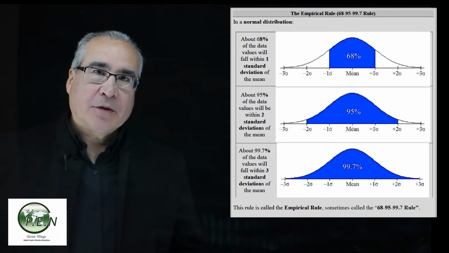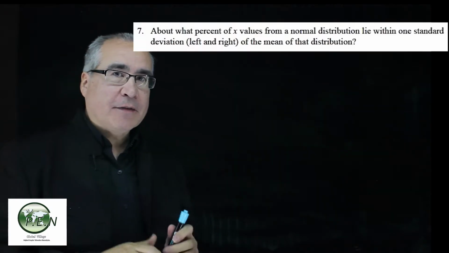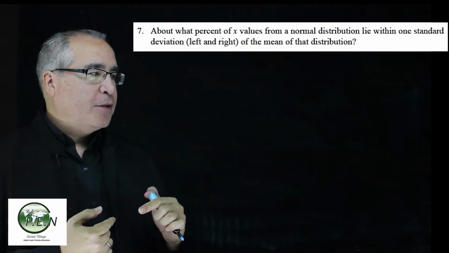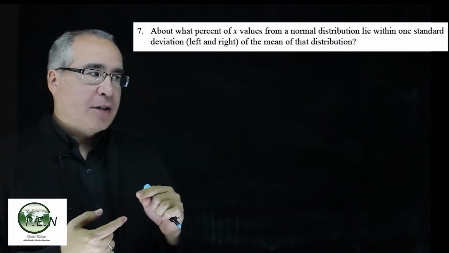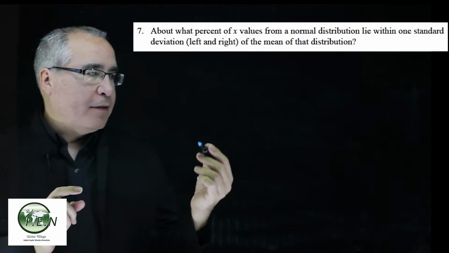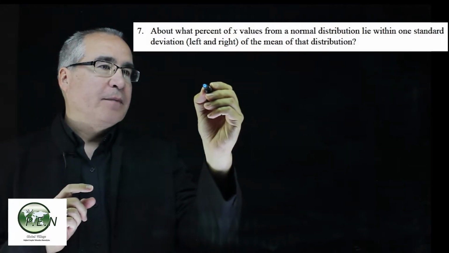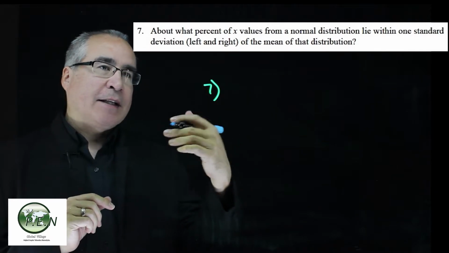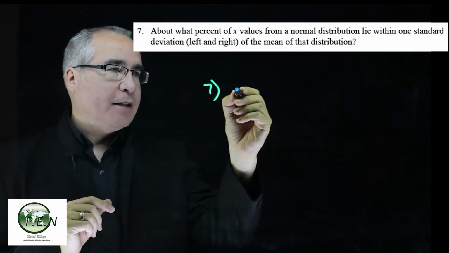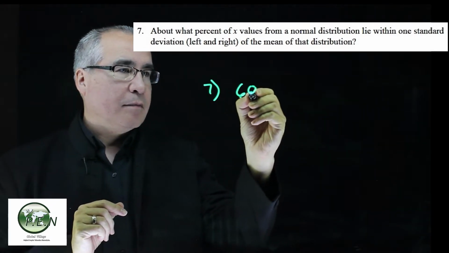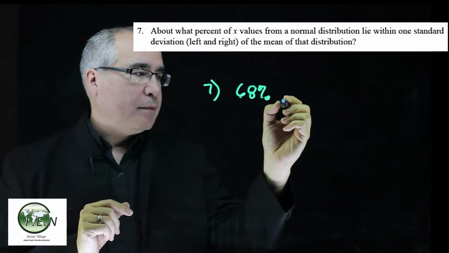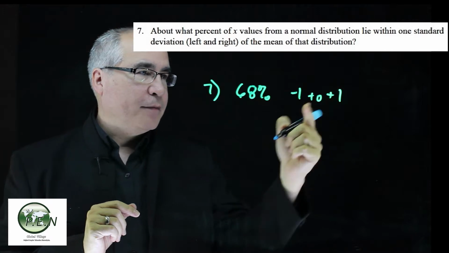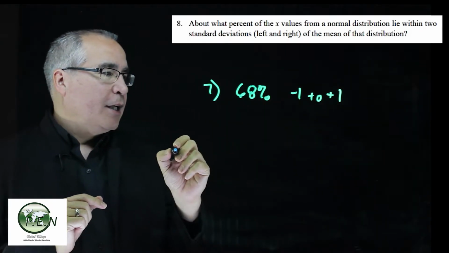So using the empirical rule here on question 7, what percent of x values of a normal distribution lie within one standard deviation, so left and right, of the mean of the distribution? Well, as we saw in that last example, that's going to be 68%. From -1 to +1, with the mean right there in between.